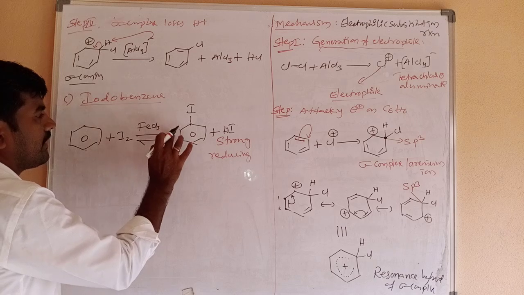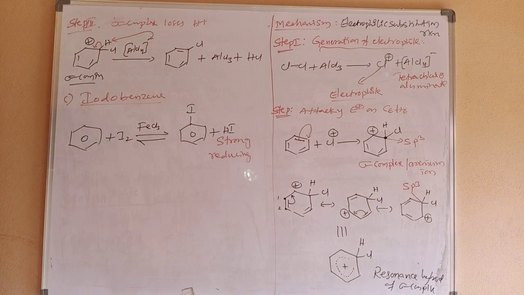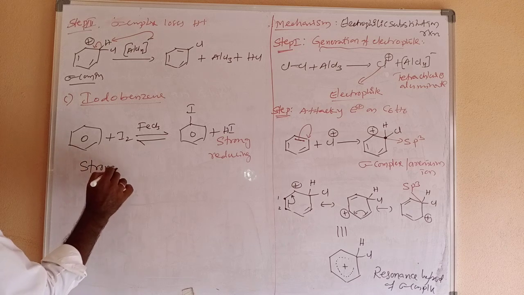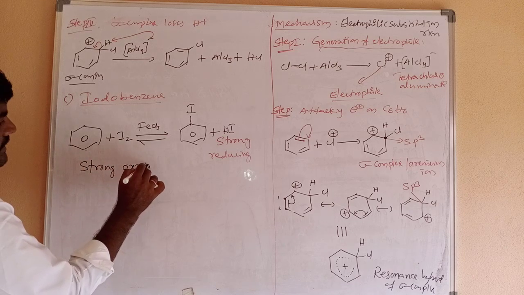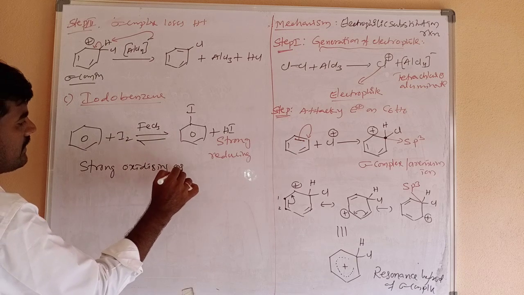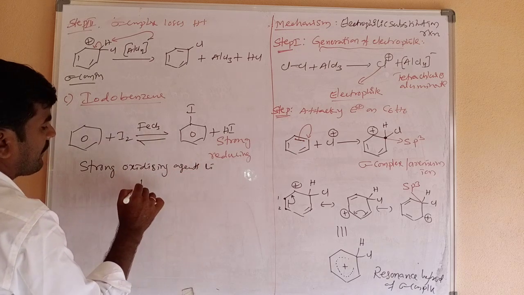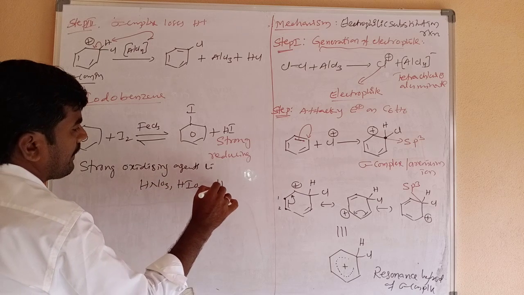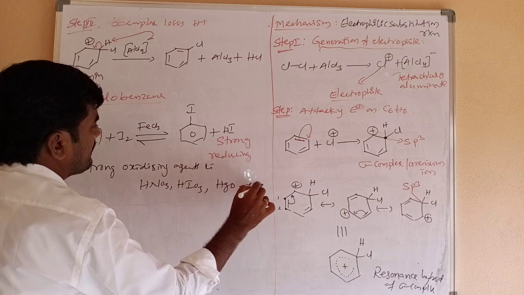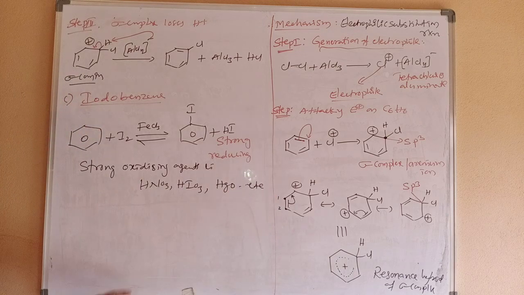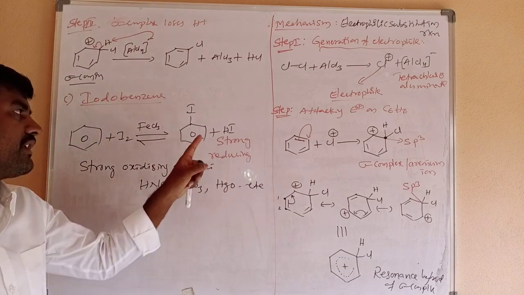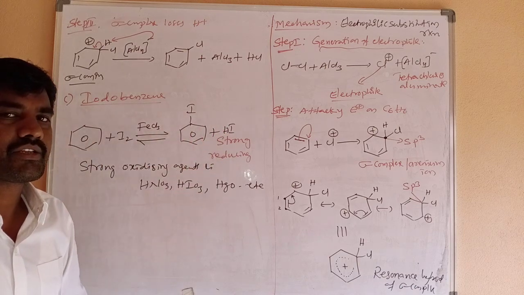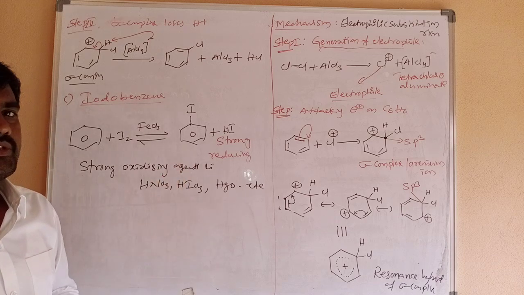To prevent the backward reaction, we have to use strong oxidizing agents like HNO3, HIO3, HgO, etc. These are strong oxidizing agents. When we use these strong oxidizing agents, they destroy the hydroiodic acid to proceed the forward reaction. It means we will get iodobenzene by using these.